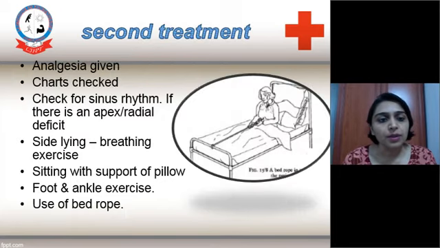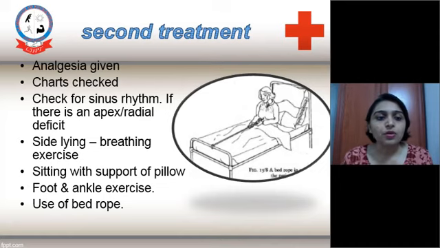Next is the second treatment. The second treatment on the same day is given with analgesia. The chart should also be checked. We should also check for sinus rhythm, and if there is an apex radial deficit, it should be noted. It may suggest some atrial fibrillation or some mediastinal shift, so it should be noted and reported to the medical officer.